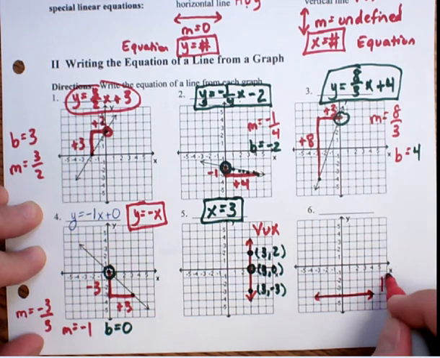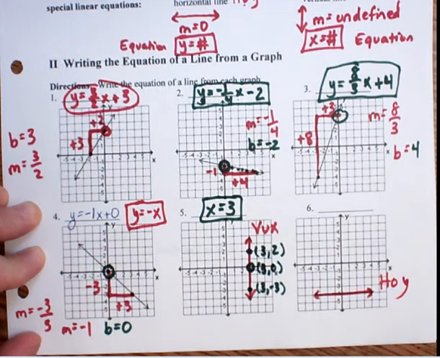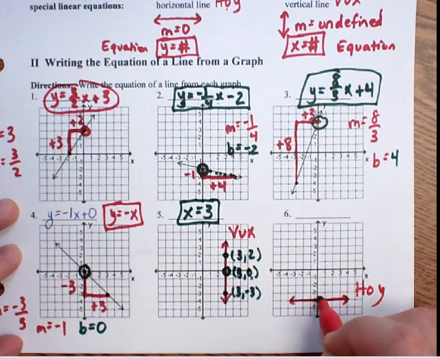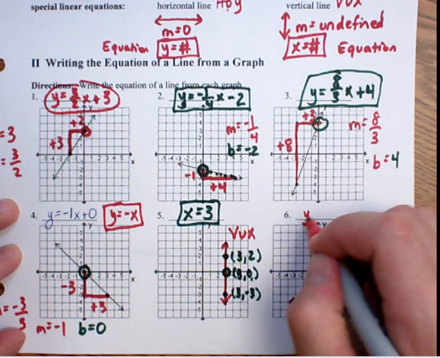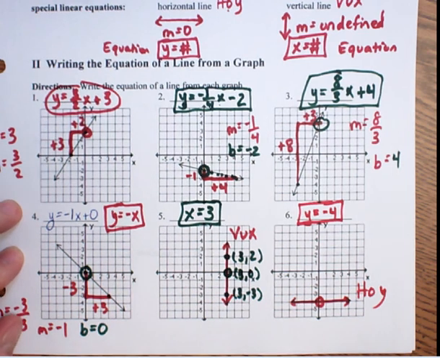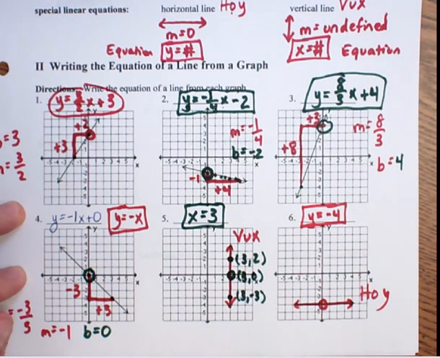Now in number 6, this is a horizontal line. Horizontal, 0 slope. The equation is y equals a number. Where do we cross the y-axis? Right here. That's negative 4. So y equals negative 4. That is the end of part 2. So now you can turn the page and we'll move on to part 3.